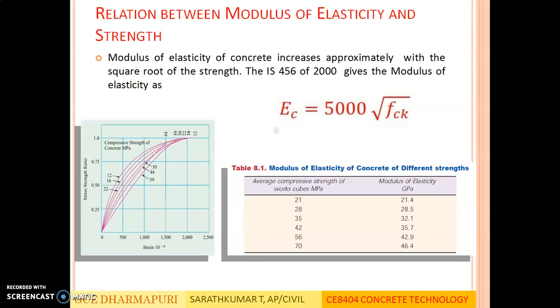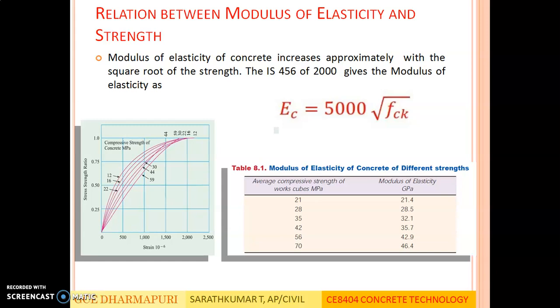Relationship between modulus of elasticity and strength. Modulus of elasticity of concrete increases approximately with the square root of the strength. As we have seen with tensile strength, both the tensile strength and Young's modulus depend upon compressive strength and both vary with the square root of fck. According to IS 456-2000, the Young's modulus of elasticity is given as 5000 root over fck.